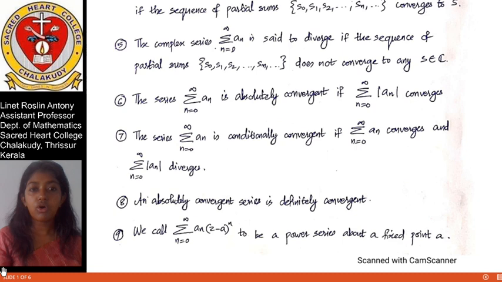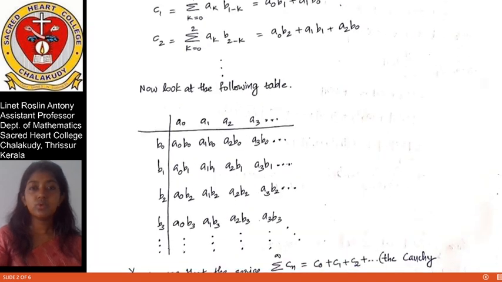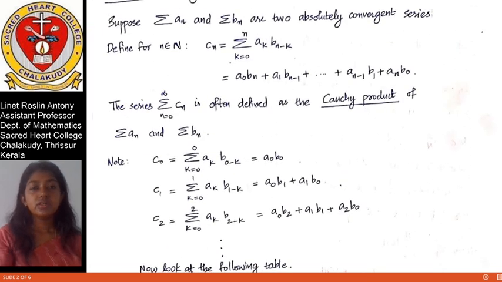And we have already defined what a power series about a fixed point a belonging to the set of complex numbers is. It is denoted as summation n equal to 0 to infinity a_n into (z minus a) the whole raised to n. So let's move on to the next section.